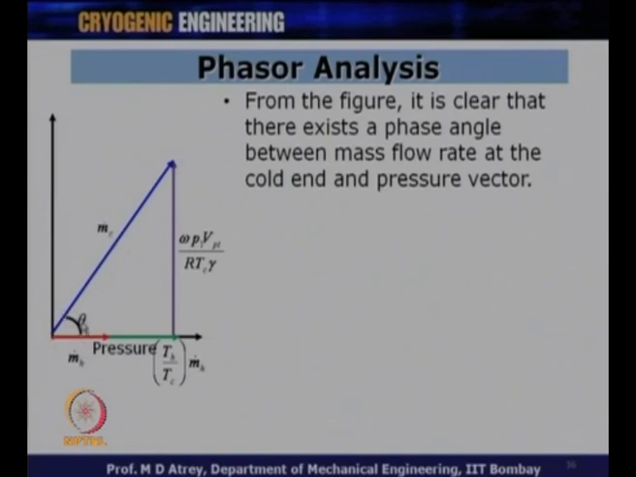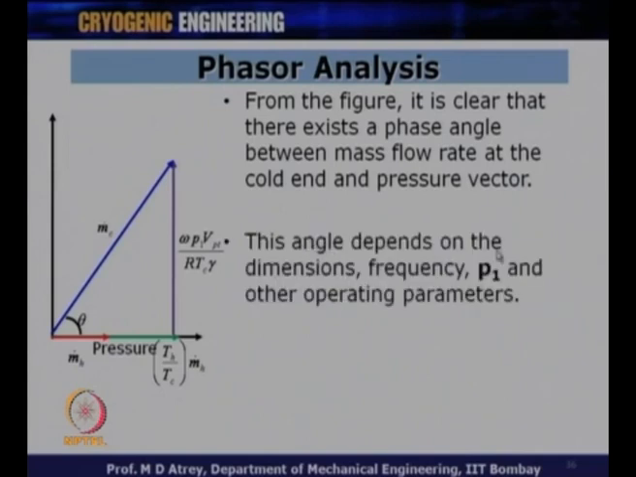Now, this is very important, and in the next lecture we will talk more about the value of this theta. But what does this theta determine? This theta is the phase difference between the mass flow rate at the cold end and the pressure. What parameter does this angle theta depend on? It will depend on this quantity. If this quantity is small, this vertical vector could be of very small length, and therefore theta in that case will be very small. If this parameter is very large, m dot c can be very large, and therefore theta also can be very large.